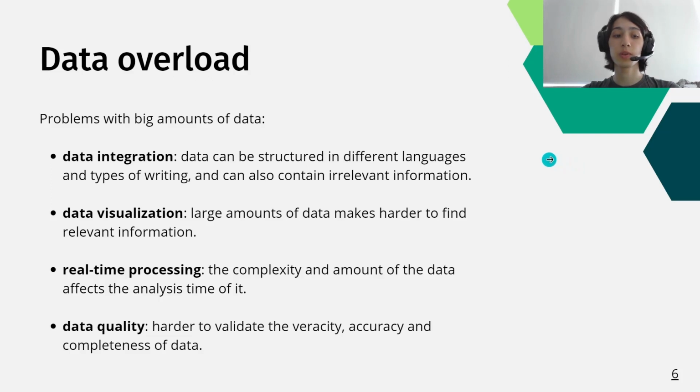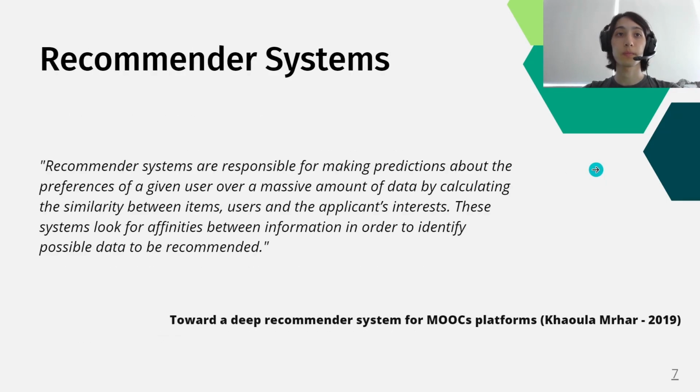The third one is real-time processing. The complexity and amount of data affect the analysis time. The more information a certain file contains, the longer it takes to be processed. And finally, data quality. It becomes more challenging to validate the veracity, accuracy, and completeness of data. For these reasons, there was a need to create systems that facilitate user access to the information. Recommendation systems emerged as a solution to this need.